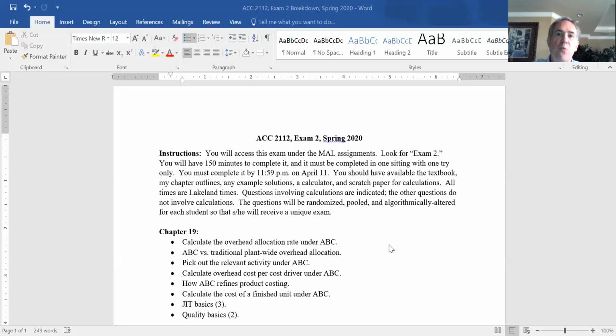Then quality basics. With quality, again, we're thinking lean, we're trying to save money. I would like for you to know those categories of quality activities, such as prevention costs, appraisal costs, internal failure costs, external failure costs, which are potentially the highest, by the way.